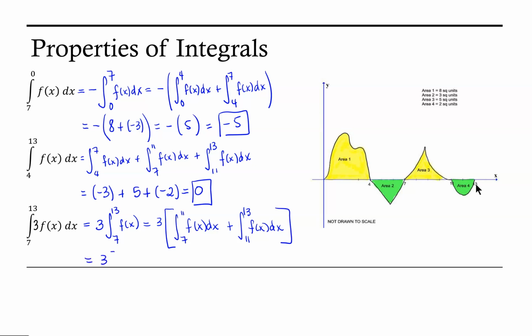That gives us 3 times, from 7 to 11 is above the x-axis, area 3, and that is 5, plus the integral from 11 to 13, that region's below the x-axis, so this will be assigned a negative value, and it would be negative 2. So we have 3 times the quantity 5 plus negative 2, which is 3 times 3, which is 9.